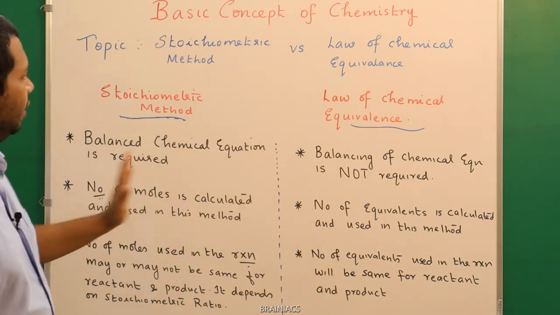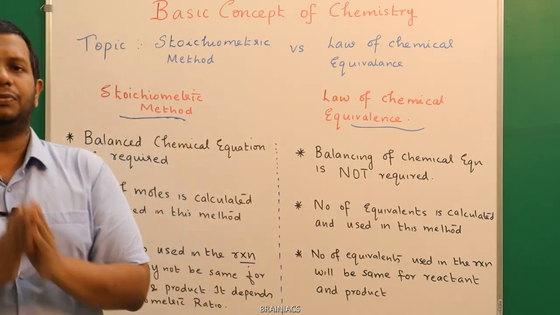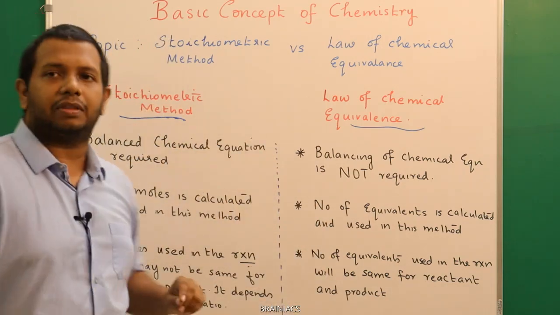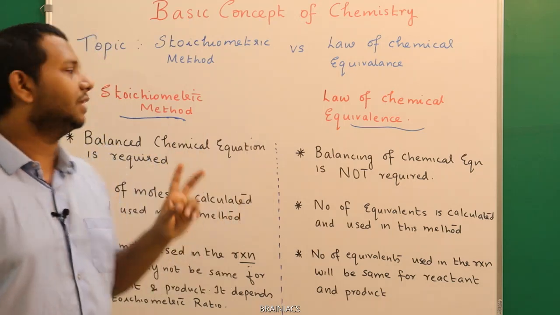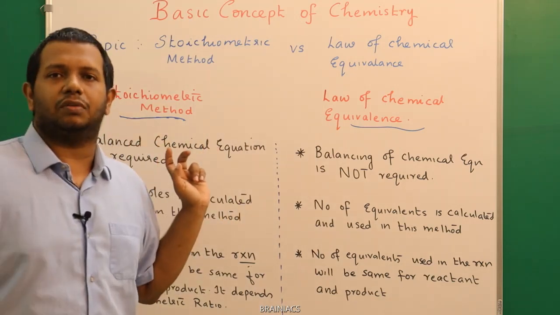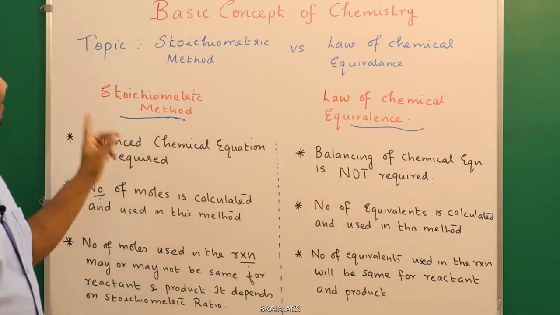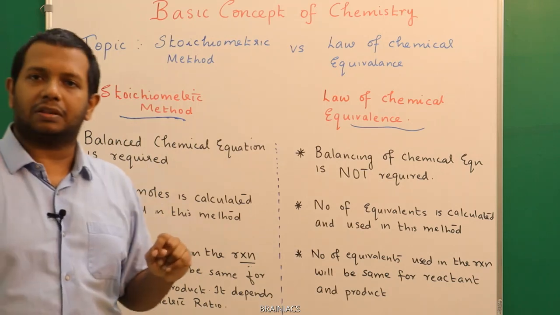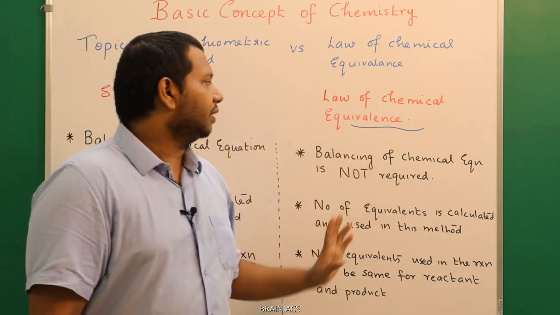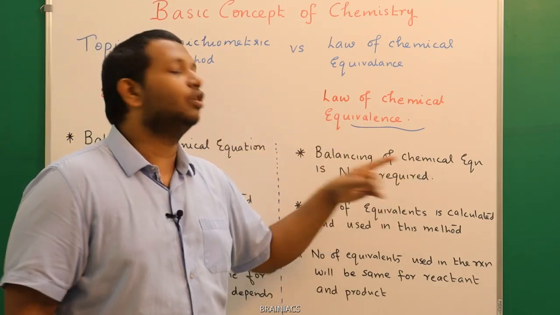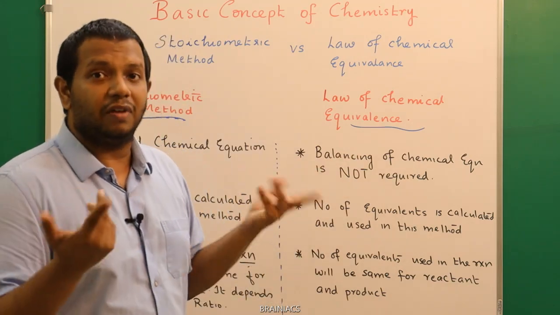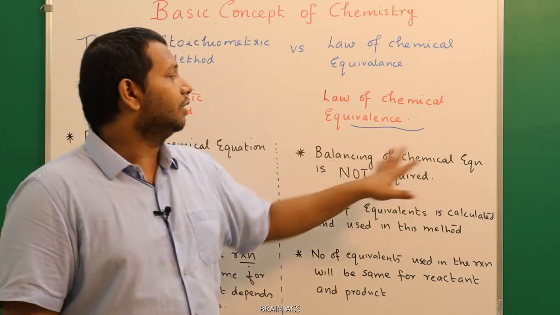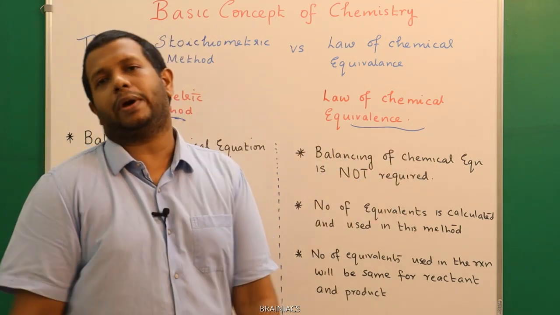It's very easy actually. Starting with a reaction, what is the most important thing when you come to the stoichiometric method? The first and foremost step is balancing the chemical reaction. Very, very important. So a balanced chemical equation is required mandatorily in the stoichiometric method. But in the law of chemical equivalence, balancing of the chemical equation is not required. That means you don't even need the equation itself, actually, which we will come to. Just understand, balancing of the chemical equation is not at all required.